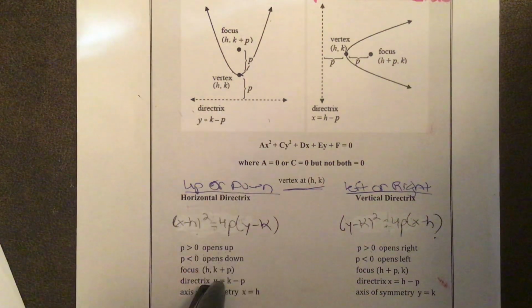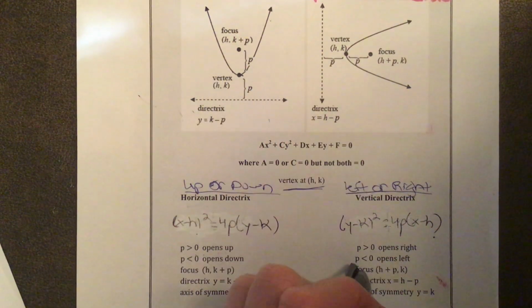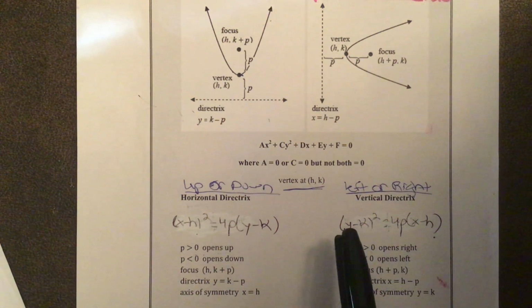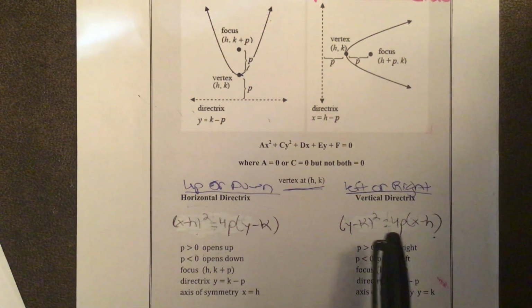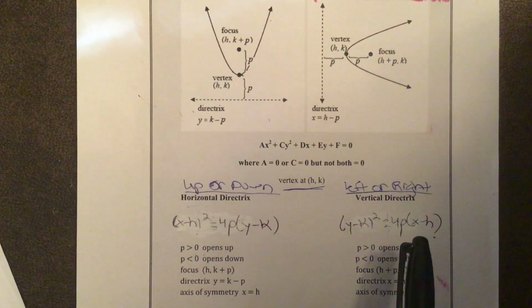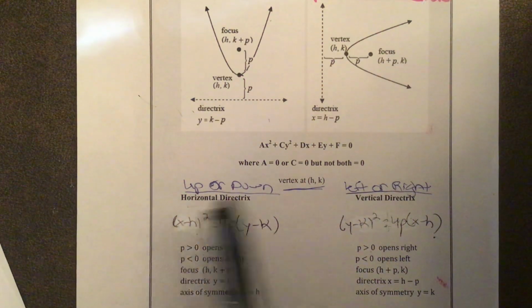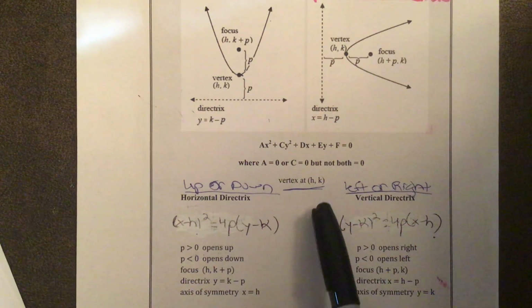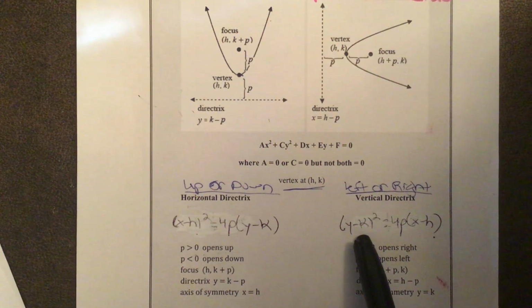So that's if it opens up or down. If it opens left or right, this is what your equation looks like. So the y is squared: y minus k squared equals 4p times x minus h. So if the x is squared, it's up or down. If the y is squared, it's left or right. Vertex is still at h comma k.